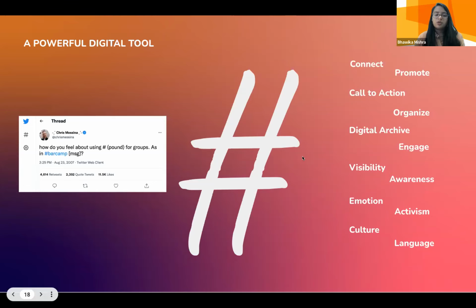But at the same time, it is so important that we are aware and know very well how powerful this tool is and that it should be used in the most meaningful way to form human connections.